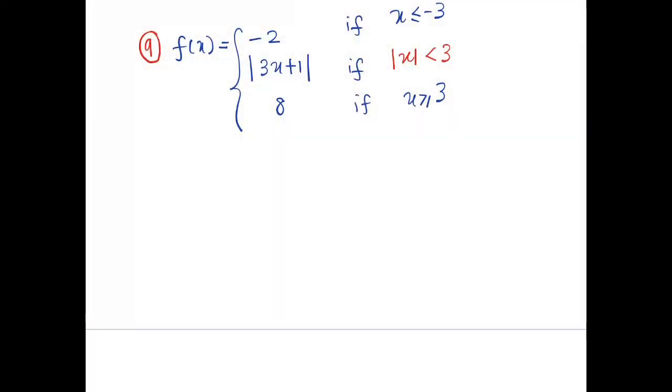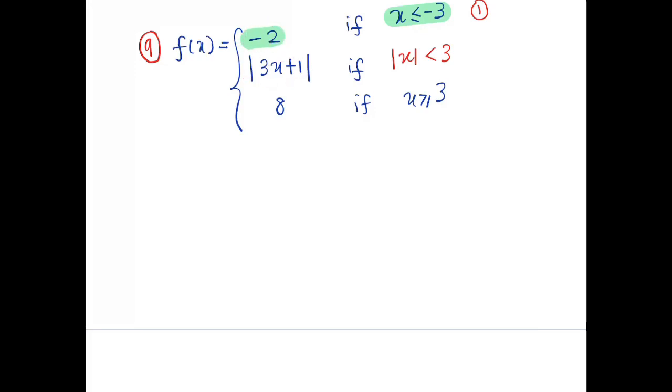Now let us try to solve this piecewise defined function question. So f(x) is equal to minus 2 if x is less than or equal to minus 3. Let's label this as equation number 1. Then let's now focus on the equation f(x) equals minus 2 if x is less than or equal to minus 3. Later on we will graph this.